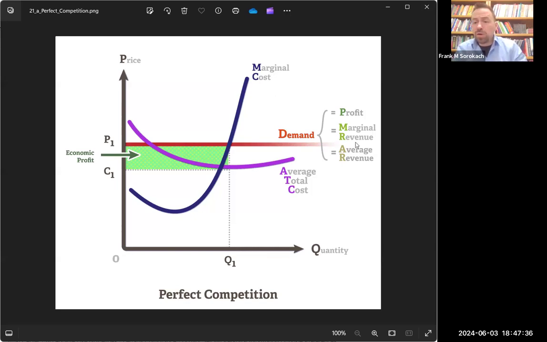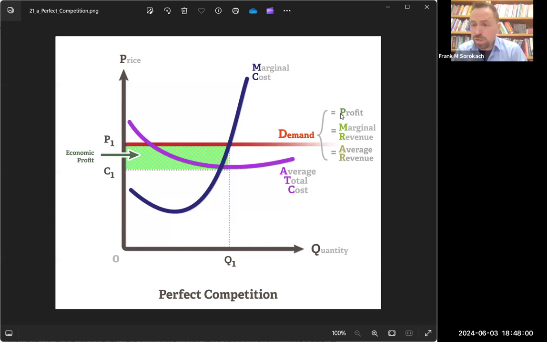Now, the demand curve is also the price in this model. It's also the marginal revenue. So if you sell one burger, it's $1. If you sell two burgers, it's an extra $1, $2. If you sell three burgers, it's an extra $1, it's $3. So marginal revenue is equal to the price.